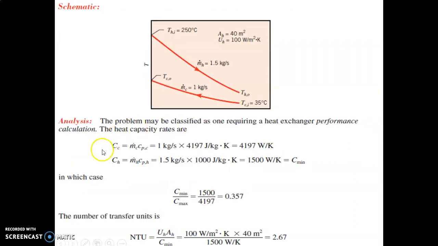So according to this, we'll be able to find the C cold and C hot based on the data provided. Then we'll be able to find the C minimum. From the C minimum, we'll be able to find the capacity ratio. From the capacity ratio, we'll be able to go to the tables or to the chart. Based on the solution, we'll be able to find the NTU by finding the overall heat transfer coefficient and the area from the question, and C minimum, which based on the calculation we found as C hot.